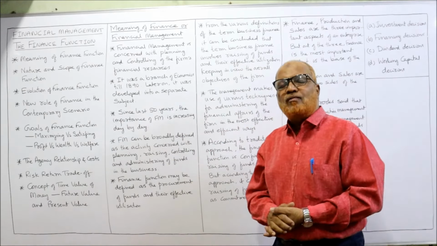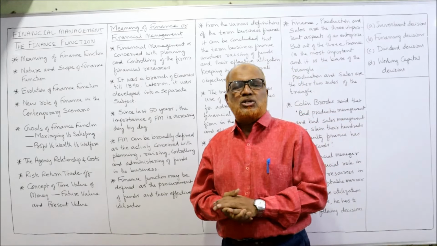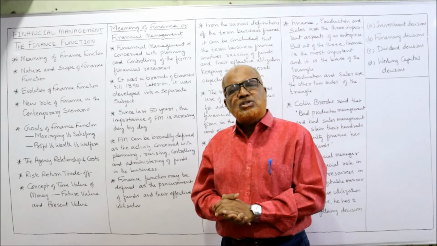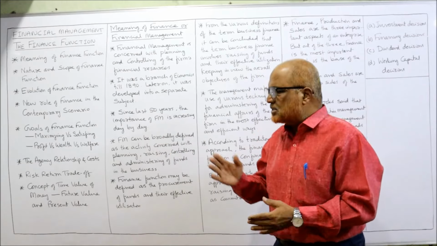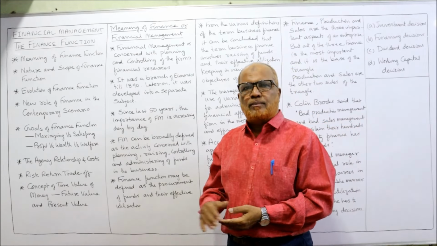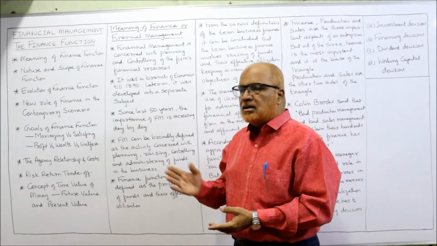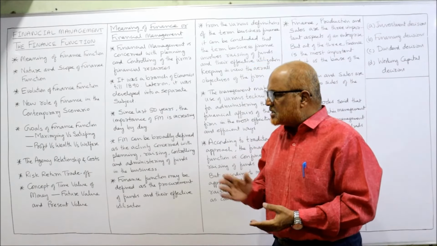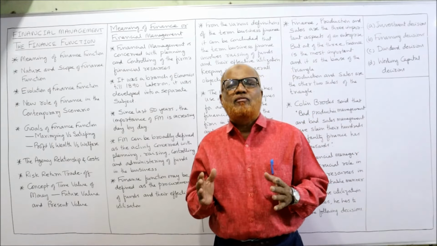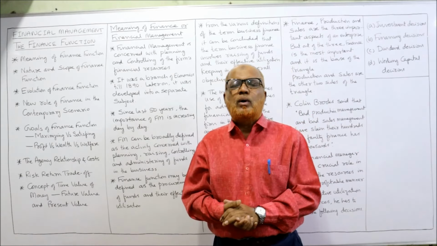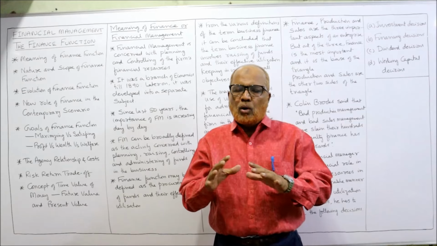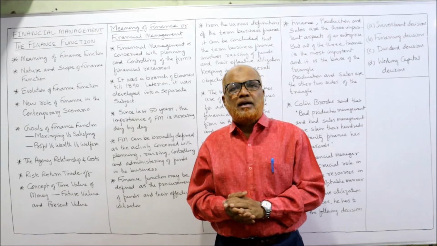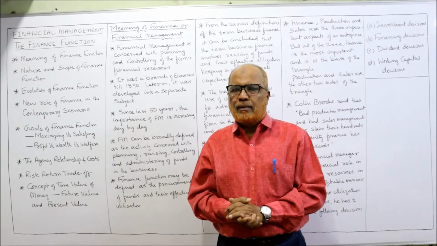Then what are the goals of finance function like maximization goal or satisfying goal? Apart from that, wealth maximization, profit maximization, welfare. And then the agency, relationship and cost. Then risk return trade-off and the time value of money, that is present value and future value. All these things I am going to explain in this unit number 1.